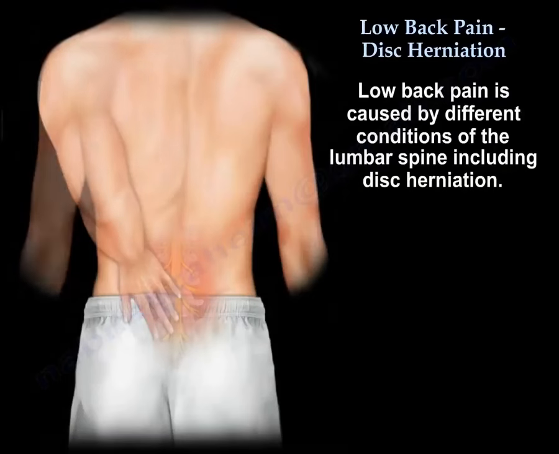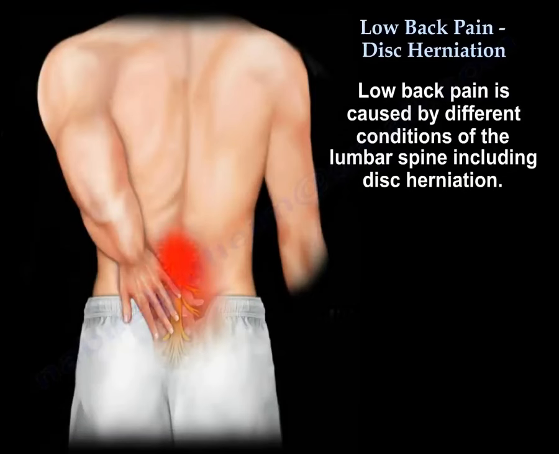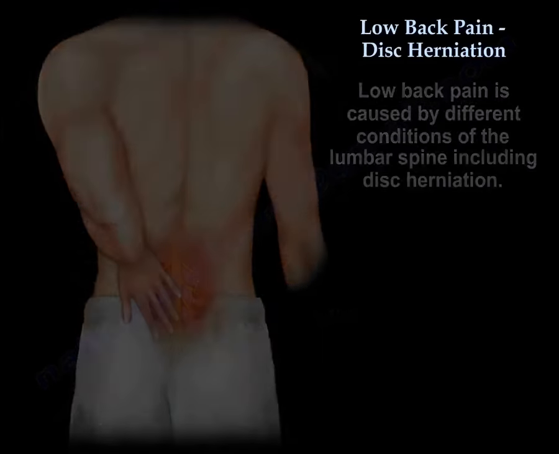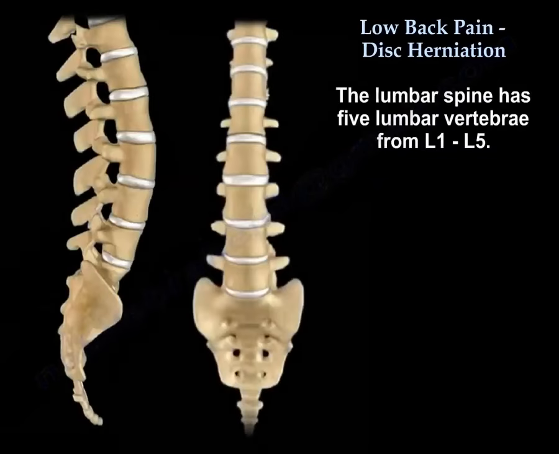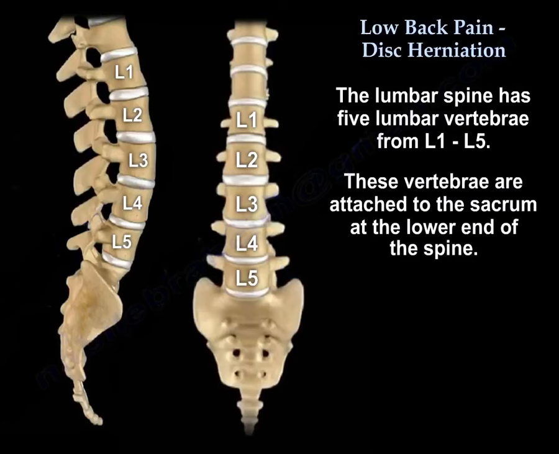Low back pain is caused by different conditions of the lumbar spine, including disc herniation. The lumbar spine has 5 lumbar vertebrae from L1 to L5. As you can see, these are the 5 vertebrae and they are numbered. These vertebrae are attached to the sacrum at the lower end of the spine.